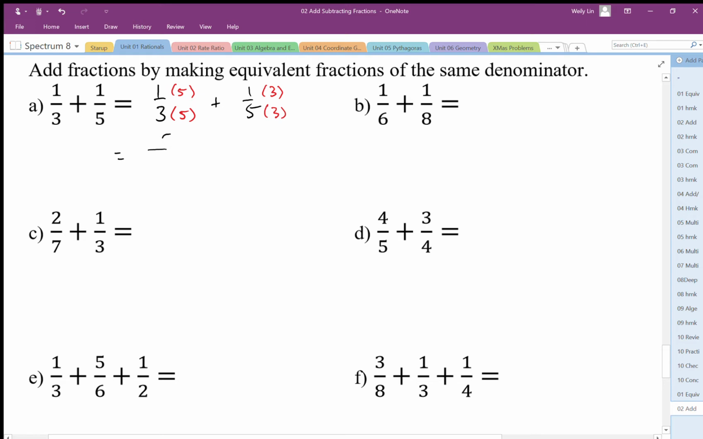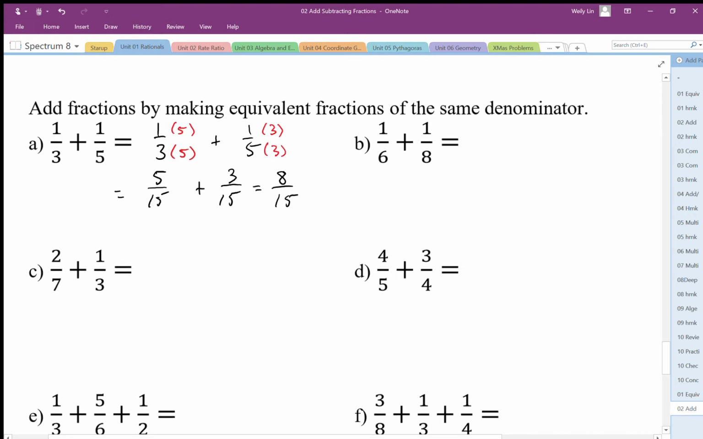Okay, so I have 5/15. 5/15 is going to be the same as 1/3. That's an equivalent fraction. I have 3/15, which is equivalent to 1/5. And so I end up with 8. And again, I keep the size of the fractions the same. So I keep it as 8/15.